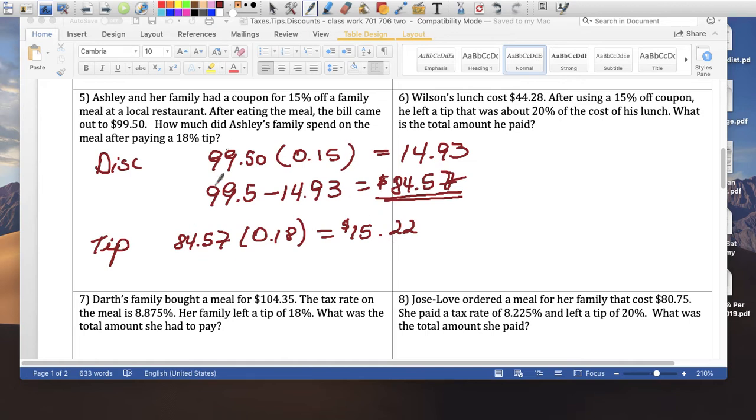So let's find the total. The total is, so here's my dinner, which is now 84.57, right, after the discount, plus a tip of $15.22. And that's going to give us $99.79. So you notice that the price went down, and then because of tip, it went back up again. So in other words, that discount almost came in handy because it covered the tip. 6.